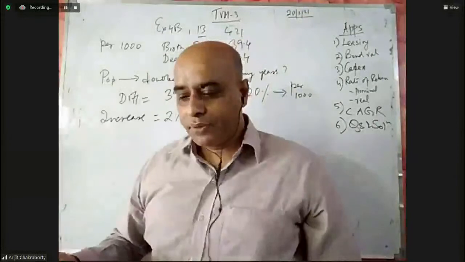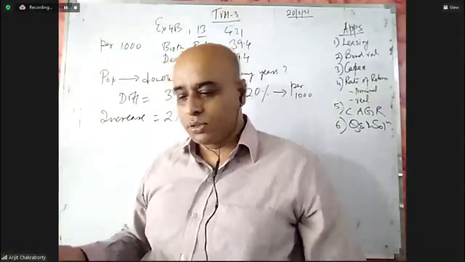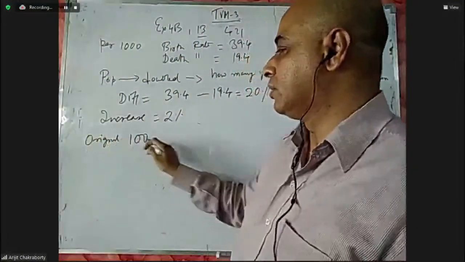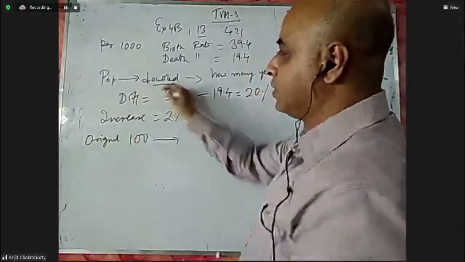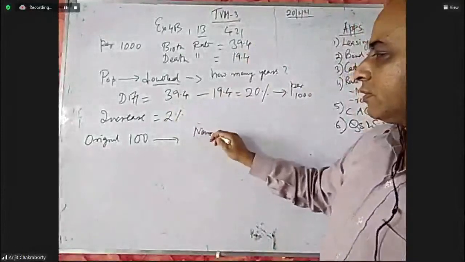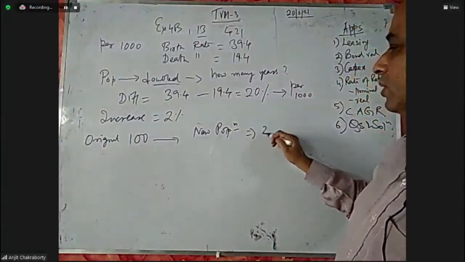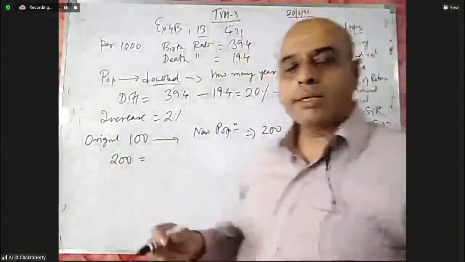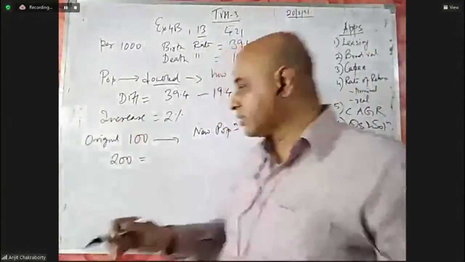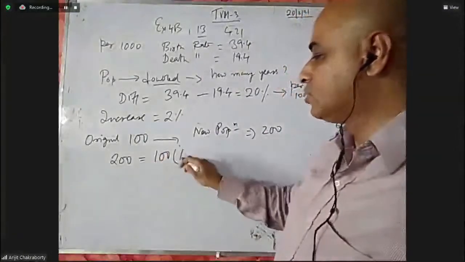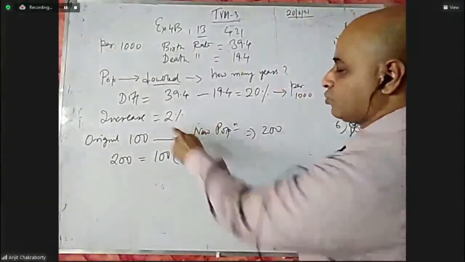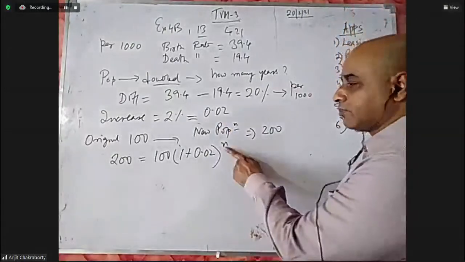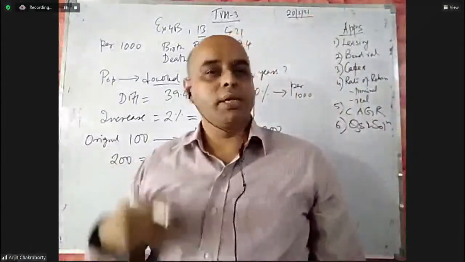So if we assume, for example, that the original population is 100, it will become doubled. Doubled means 2 times. So the new population will be 200, right? So I can equate 200 is the new population, and it will be achieved over n number of years, where 100 is the original population into 1 plus growth rate. Here growth rate is 2%, that means 0.02. So 0.02 to the power n. n is the number of years which is required so that the population becomes double.